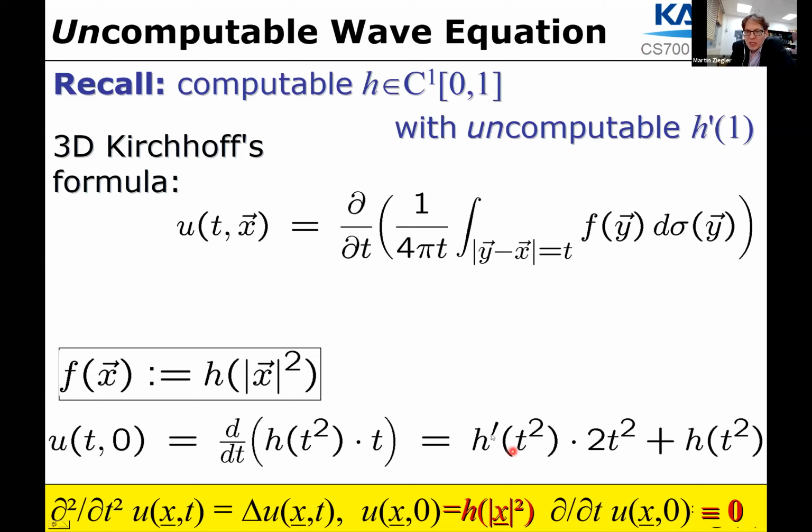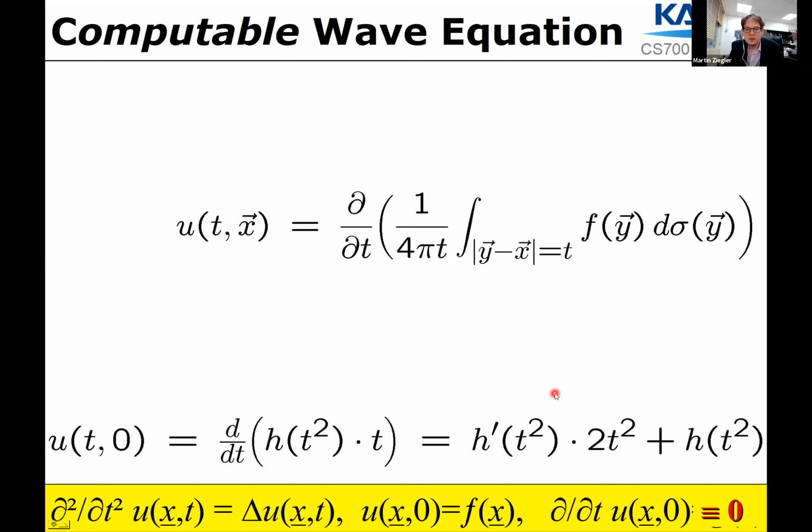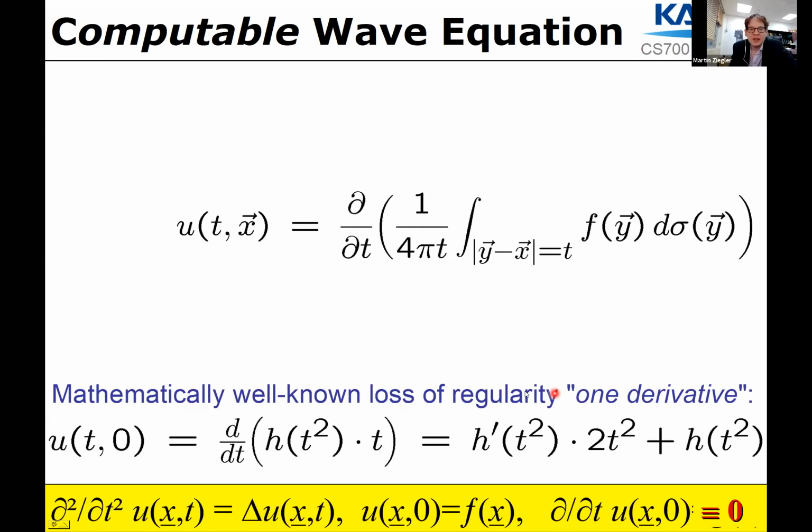And that's what we see here in this explicit solution formula. So let me state a well-known mathematical fact: the wave equation loses regularity, loses 1 degree of derivative from the initial condition as soon as the time t proceeds from 0 to positive. And that applies also to higher derivatives.